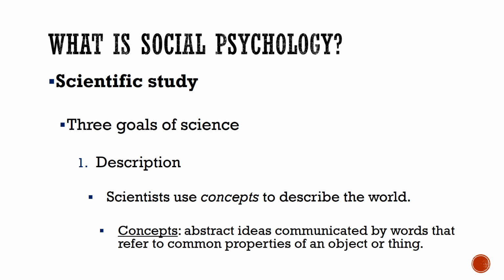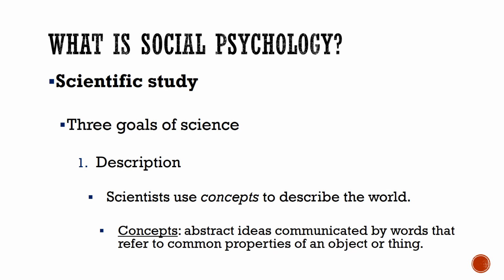In order to produce accurate descriptions of the objects under investigation, scientists develop and use specialized sets of concepts. Every science has its own set of concepts, and as you'll learn, social psychology is no exception. Concepts are abstract ideas communicated by words that refer to common properties of an object or thing.